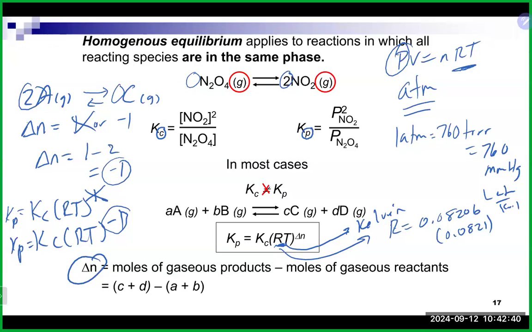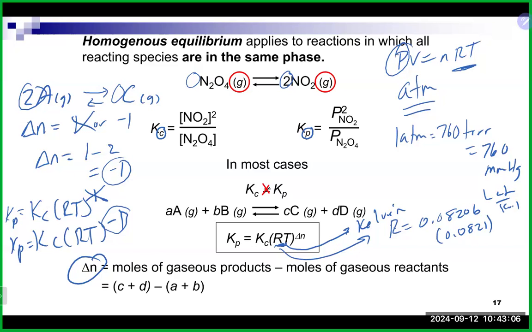It's simply that the coefficients will tell you how many moles you have, and it is only things with gas next to them, or the gas state. In order to have a Kp value, you do need gases there. So if you don't have gases, you typically will not have a Kp value, because there's no pressure associated with it. Any questions on that there?